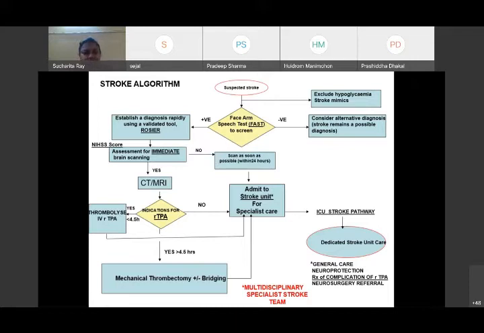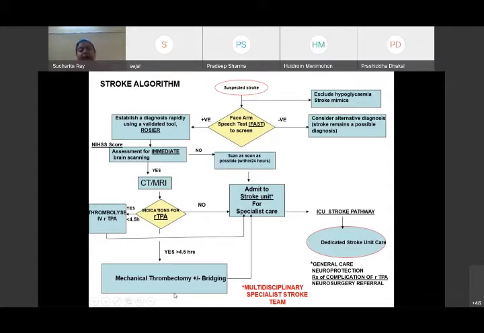Once you have confirmed the stroke, then always find out the severity using the NIHSS. Now, the assessment for the immediate scanning is to be ideally done by a CT. In our setting, it is the CT scan, forget about the MRI. Once we have the imaging available, if the patient is fulfilling the criteria, then we go ahead for thrombolysis. If the patient is not fulfilling the criteria, look for large vessel occlusion. If the patient has large vessel occlusion, then we go for mechanical thrombectomy with or without bridging.